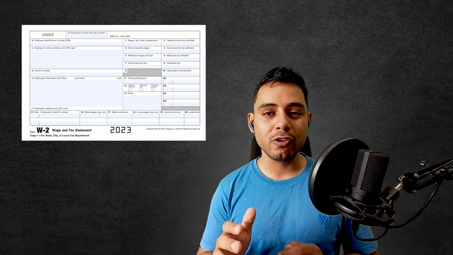A 1099 vendor, also known as an independent contractor, is one you have paid $600 or more during the current financial year. You need to report the payment made to these independent contractors through the form 1099 to the IRS. To collect the key information for all of these vendors, you can collect the W2 form from the vendor so that you have all of the information required to file the 1099 tax form at the end of the year.